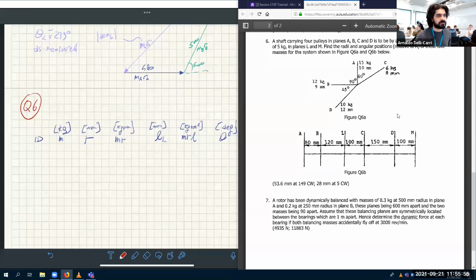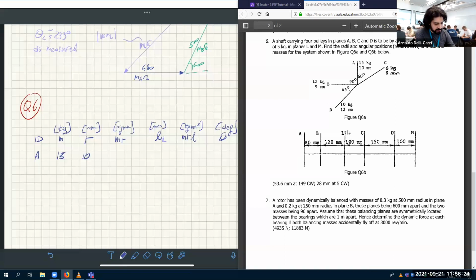There you go. So what I'm doing now is I'm saying mass A, so plane A, it's a mass of 15 kilograms at 10 millimeters. MR, I'll calculate it later. So we also know that we have two balancing planes. So let's choose one of these to be 0. Let's choose L because it's the first one.